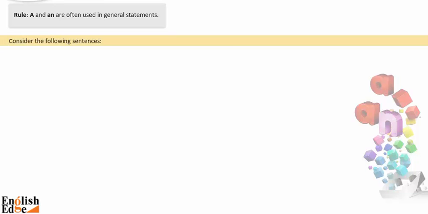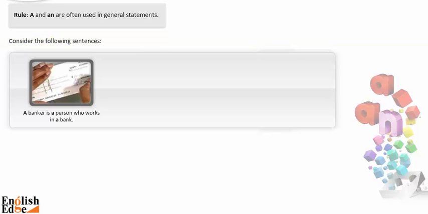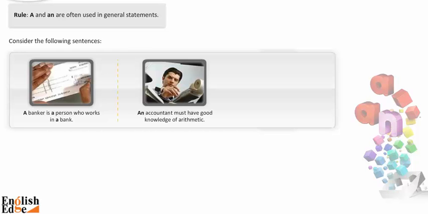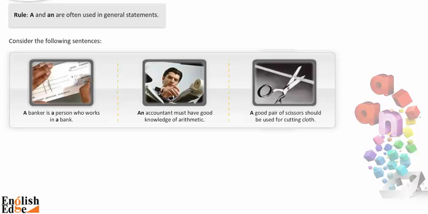Now we will learn the use of indefinite articles in general statements. A and an are often used in general statements. Consider the following sentences. A banker is a person who works in a bank. An accountant must have good knowledge of arithmetic. A good pair of scissors should be used for cutting cloth.